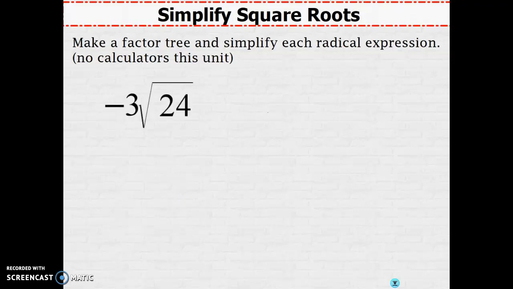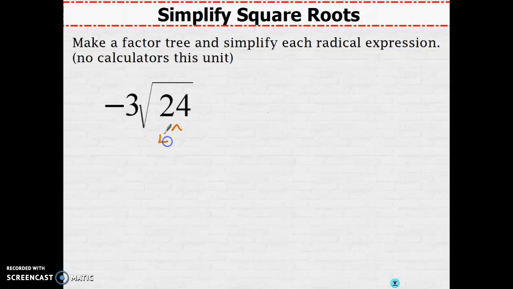All right, one final one on this topic. If there's a number out in front, that number is just a coefficient, right? So just like I could write negative 3x, that means negative 3 times x. Well, negative 3 times the square root of 24, that is just a coefficient that's going to multiply my answer after I simplify it. So I'm going to break down the square root of 24 like normal.